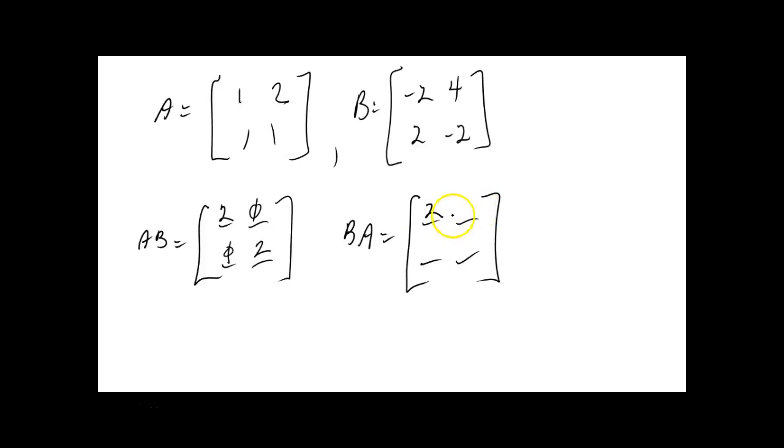The 1, 2 entry, first row of B, second column of A, would be minus 4 plus 4, which is 0. The 2, 1 entry, second row of B, first column of A, would be 2 minus 2, which is 0. And the 2, 2 entry, second row of B, second column of A, would be 4 minus 2, which is 2. Yes, they are the same. So you get the impression these may be special matrices to have that happen. Indeed they are.